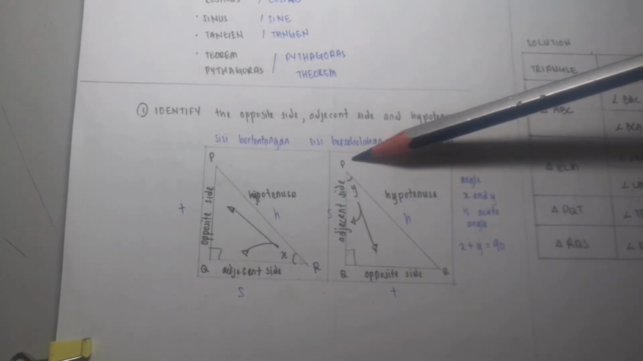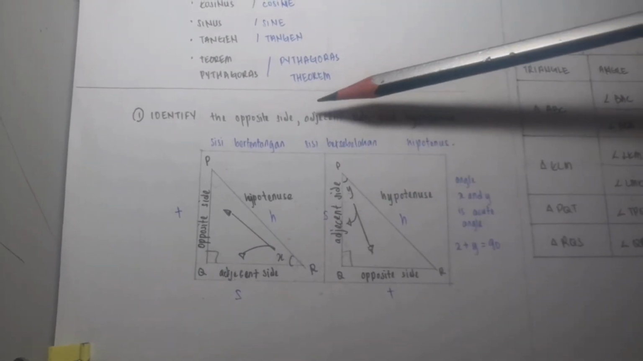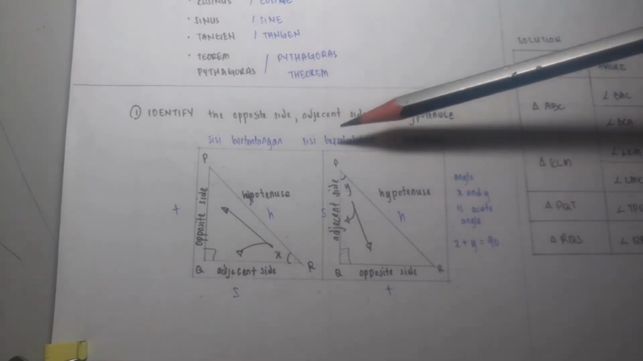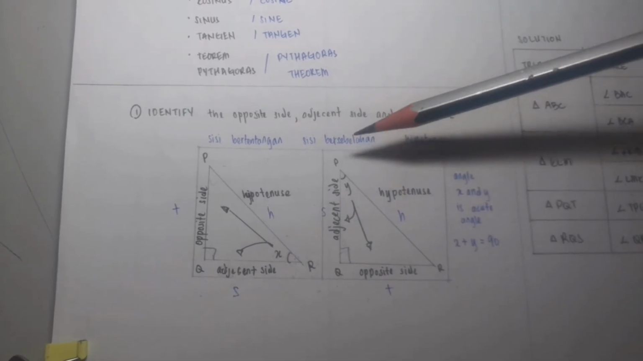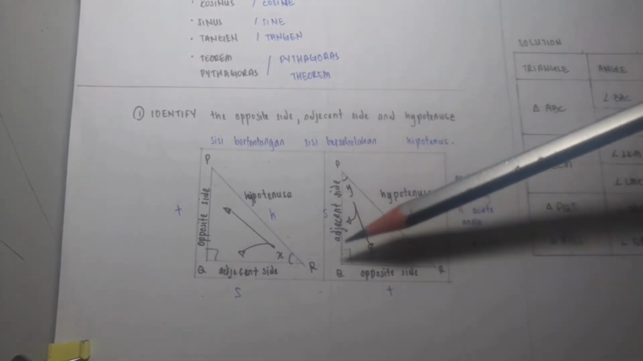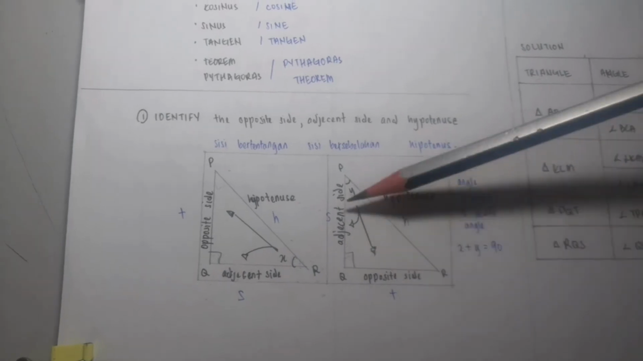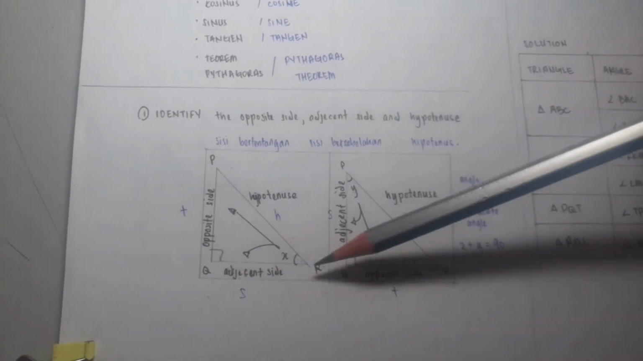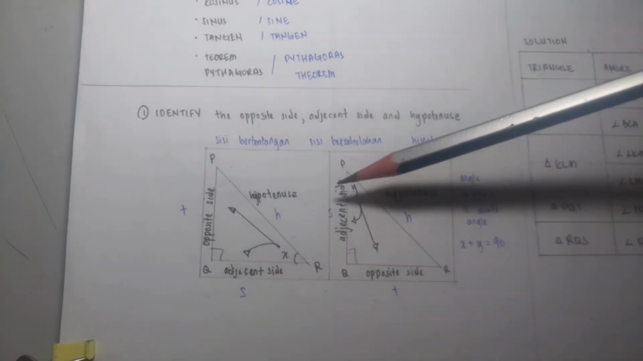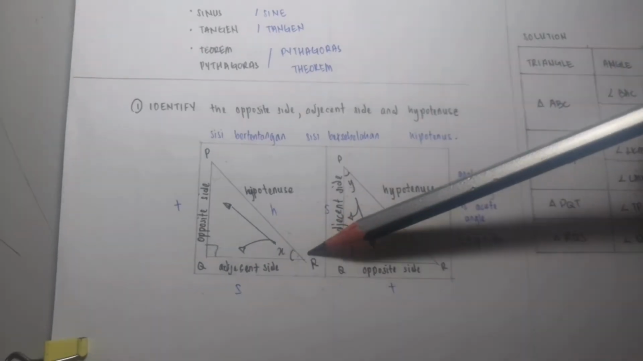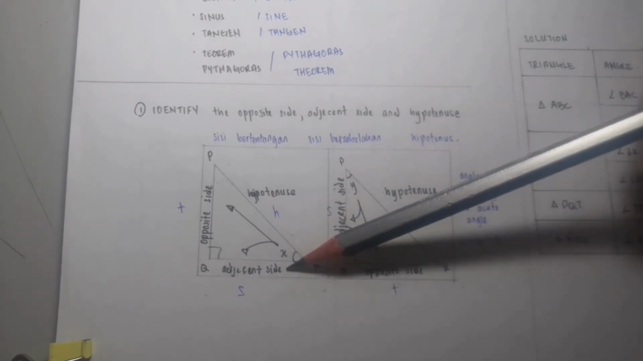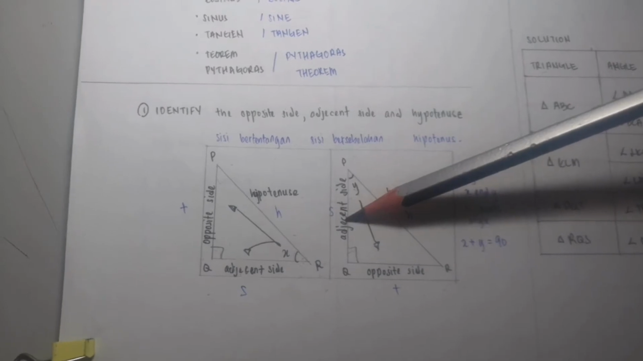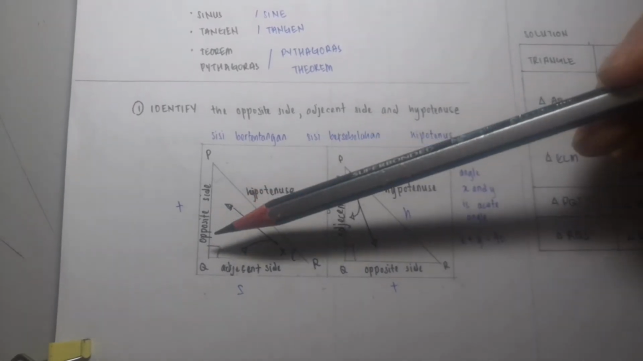Let's understand it a little bit further. What does adjacent side mean? We also know it as sisi bersebelahan. It means the side beside the angle, the line beside the angle. So we found that when the angle is in a different place, it makes the adjacent side change.